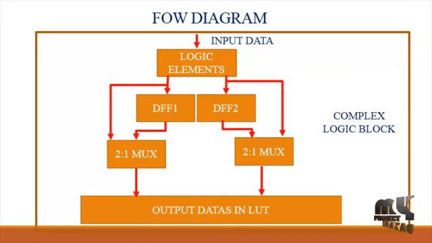Next we see about the flow diagram of our product. This is our flow diagram. First, the input data is given into the logic element. The logic element consists of various logic gates and a multiplexer. Here we are using AND and NOT gates and a 4:1 multiplexer in the logic elements.